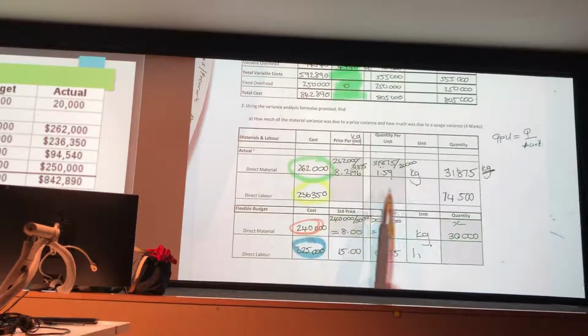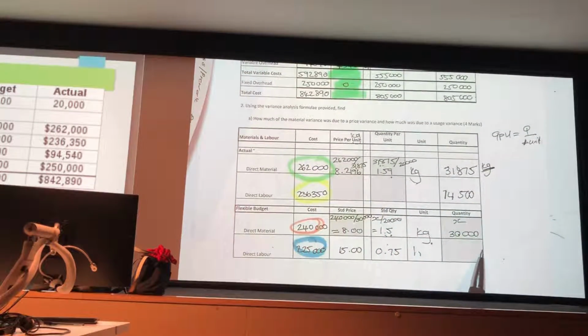Please try and see if you can calculate the direct labor numbers. There are 3 blocks: 1, 2, 3.